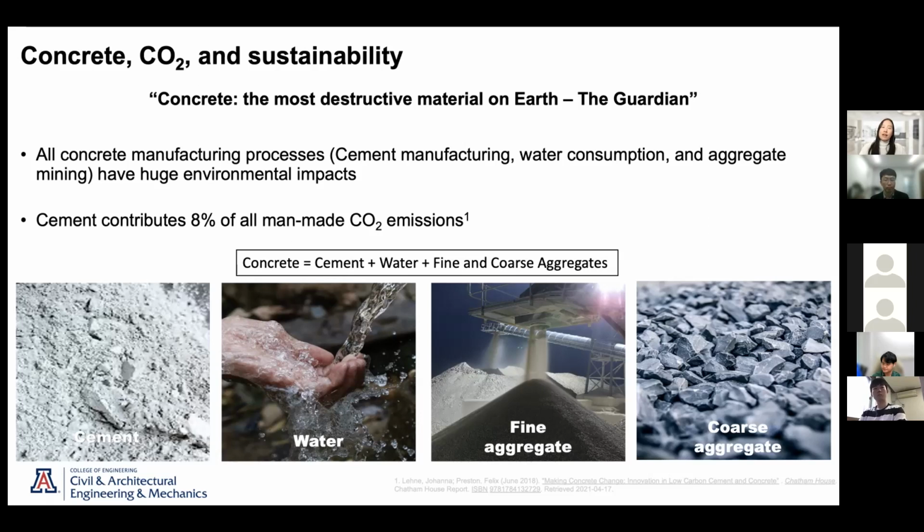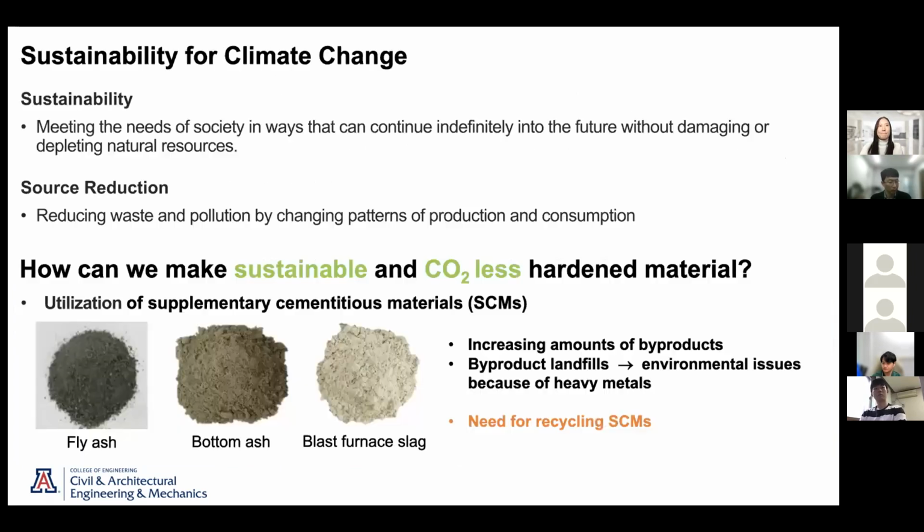Because when we manufacture the cement, we heat together limestone and clay at a temperature of 1450 degrees Celsius. But in fact, most of the CO2 emissions do not come from the heating, but from the breaking down of the limestone, which is calcium carbonate, into calcium oxide and carbon dioxide. Why is sustainability important? Because we are facing pollution.